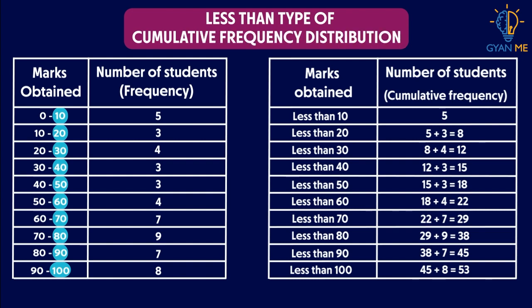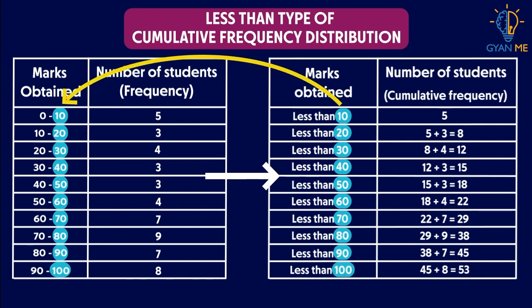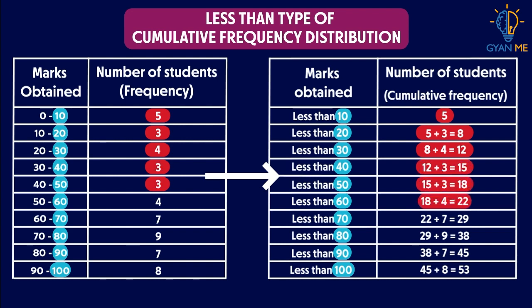Yes students, you have correctly heard. This is less than type where 10, 20, 30 are nothing but the upper limits of the given class intervals. Now here, 5 is the cumulative frequency of first class, 8 is the cumulative frequency of second class, 12 is the cumulative frequency of third class that we get by adding 8, that is cumulative frequency of upper class, and adding 4 to it, which is the frequency of the present class. And so on, we can calculate cumulative frequencies for each less than class interval.